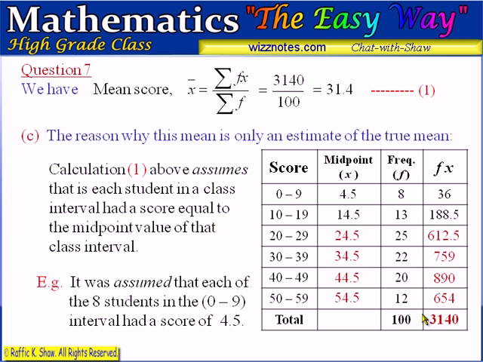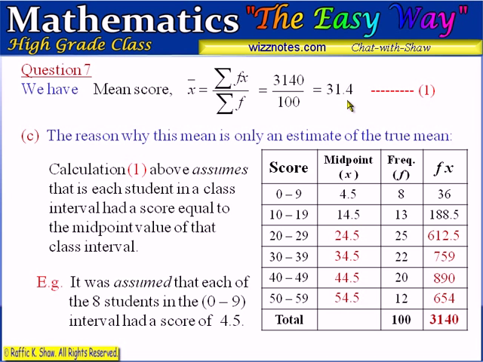In trying to determine the total score of the 100 students, it was assumed that, for example, in this group, each of the 8 students from this group had a score of 4.5, but that is not necessarily the case. In this second group, it was assumed that each of the 13 students from this group had a score of 14.5. And so in all the cases, the midpoint of the group was used to represent the entire group, to the extent that it was assumed that all the students in a group had a score equal to the midpoint of that group. And this is why this mean that was calculated using these assumptions is not the true mean, but only an estimate of the true mean, because the midpoint values of the group were used to represent the entire group. And so 31.4 is only an estimate of the true mean.